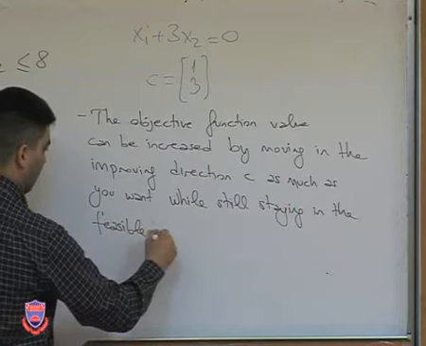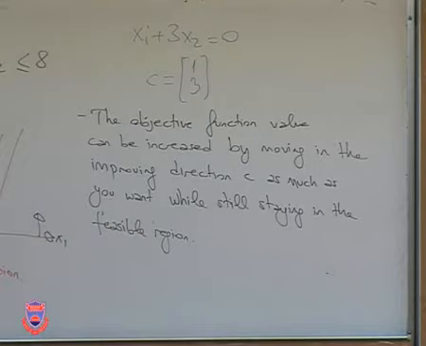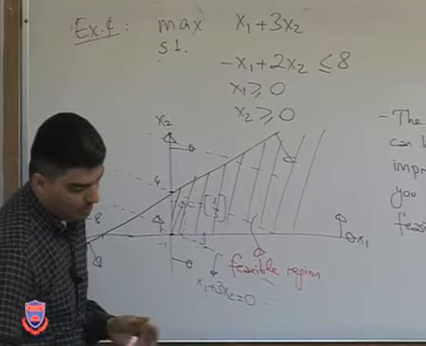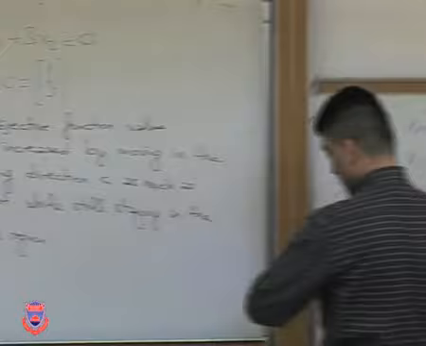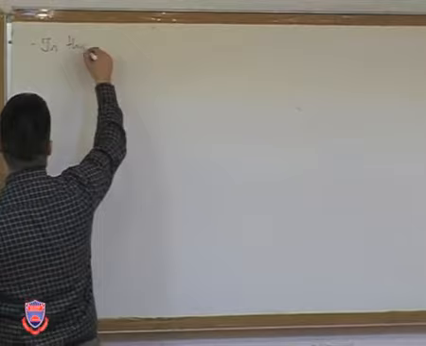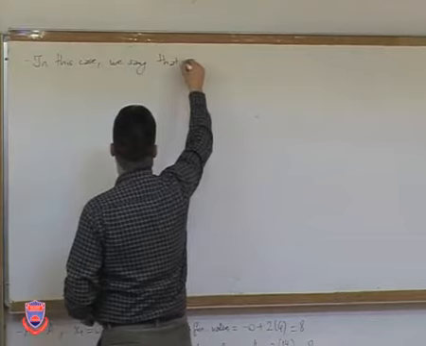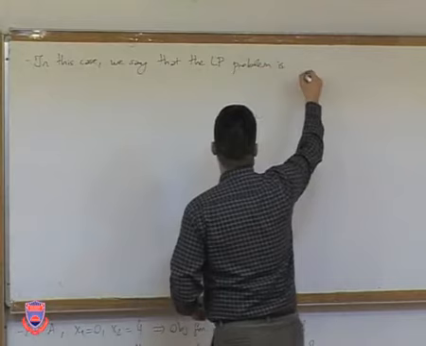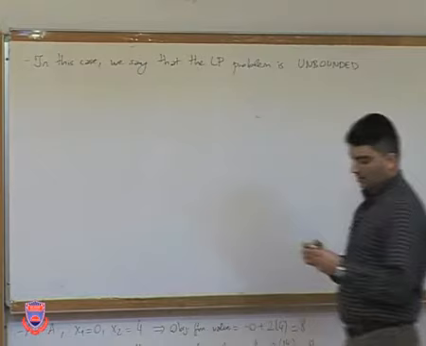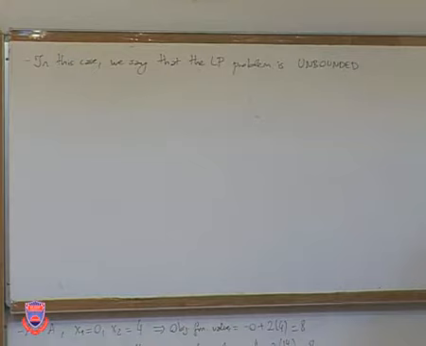So this is exactly what I said earlier. You can actually achieve arbitrarily better objective function values. So you can always make it better and better. All right, so in this case, we say that the LP problem is unbounded. This should make sense because there's no bound on the objective function value in some sense. I can make the objective function value increase as much as I want. So as a result, in such a case, we say that the LP problem is unbounded.